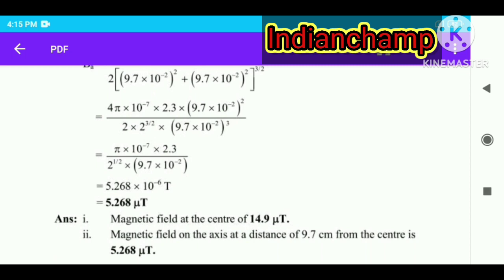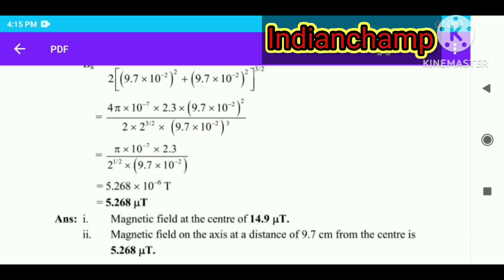π × 10^-7 × 2.3 divided by 2^(1/2) × (9.7 × 10^-2), which is equal to 5.268 × 10^-8 T, which is equal to 5.268 μT.